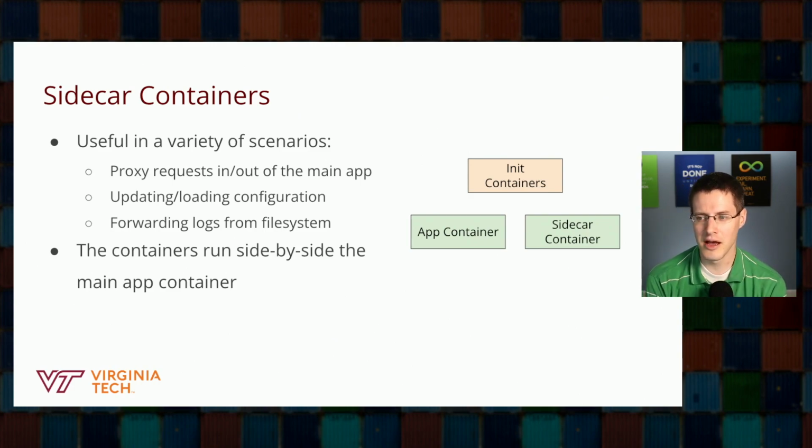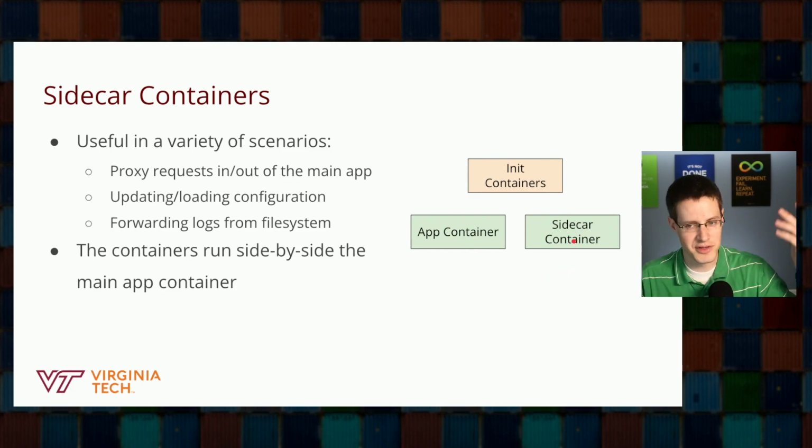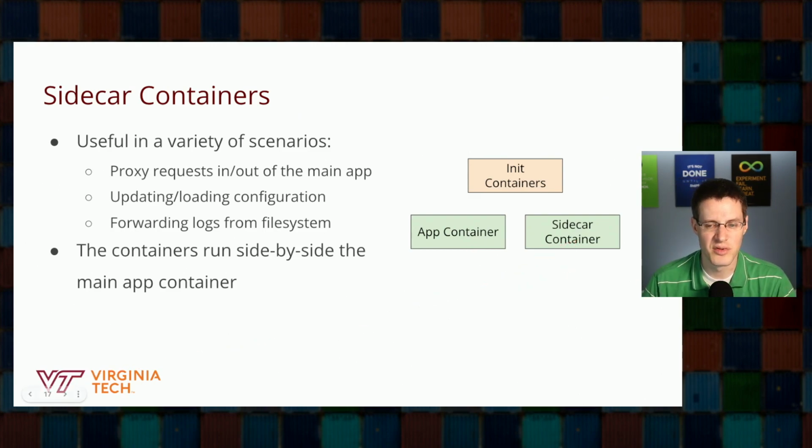But other examples are updating or loading configuration, which I'll do an example of here in just a second. And another one is log agents, which can read logs if the application is just writing to the console, which is what you see when you do kubectl logs. But there are a lot of apps that also write logs to files in the file system. So if the app container is writing into a shared volume that the sidecar container can see, the sidecar can say, cool, I'm going to take all those log files and ship them off somewhere else, to a centralized logging system or something of that sort.